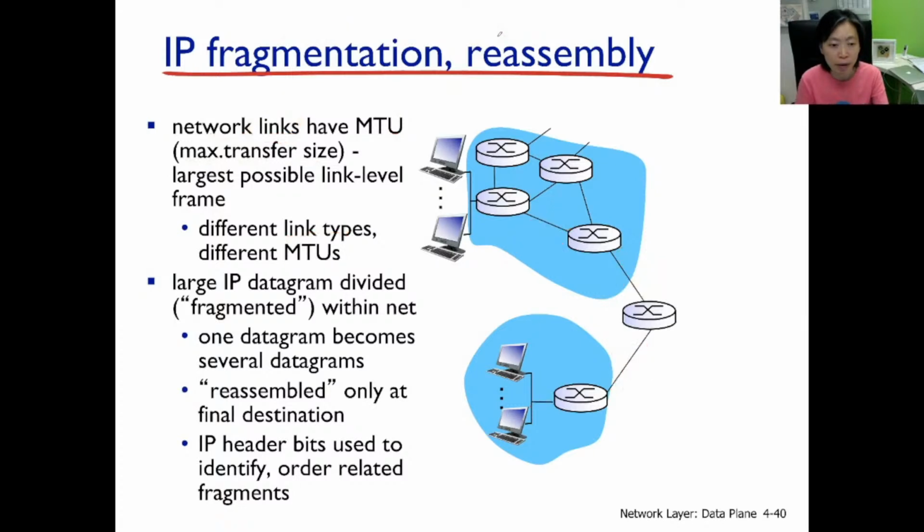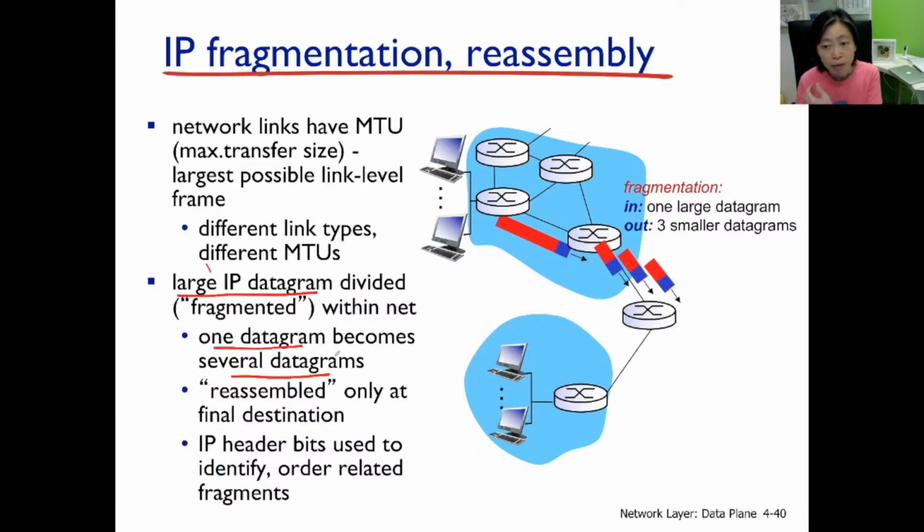Now let's see how it works. A large IP datagram needs to be divided into multiple parts when we run into a link that defines a smaller MTU. So one datagram will become several datagrams like this. Note that these smaller ones are not frames. These smaller ones are IP datagrams. So we actually break them into multiple parts before passing them on to this link here.